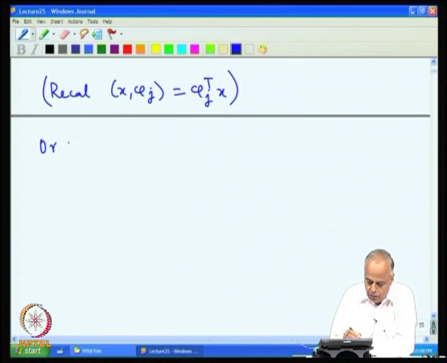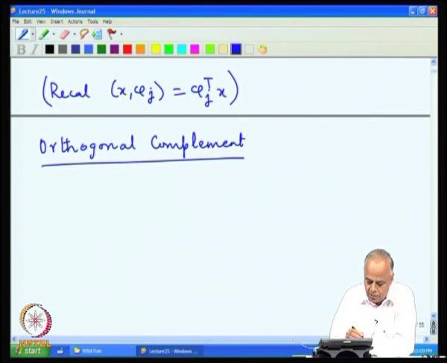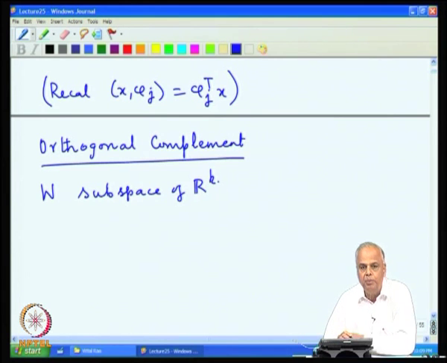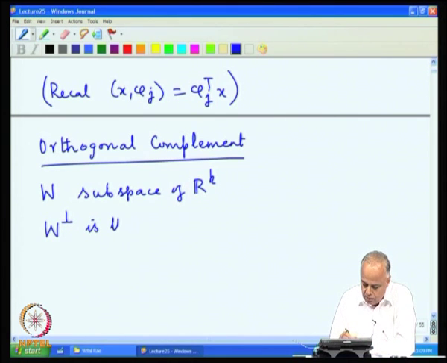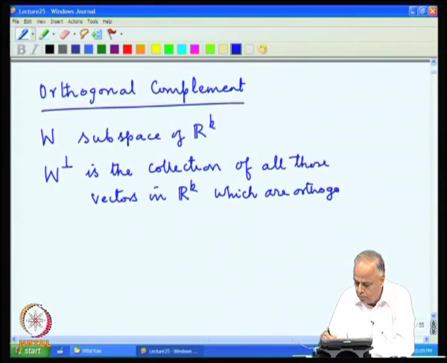Then we introduced the notion of the orthogonal complement of a set. In particular, we were interested in the orthogonal complement of subspaces. Let us say W is a subspace of R^k. Then we look at all the vectors which are orthogonal to every vector in W. That set we call W perp. W perp is a collection of all those vectors in R^k which are orthogonal to all the vectors in W.